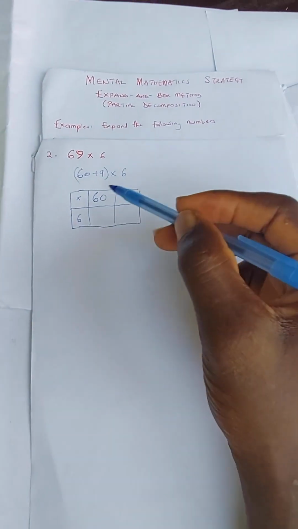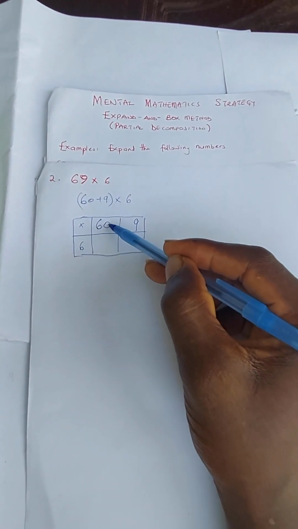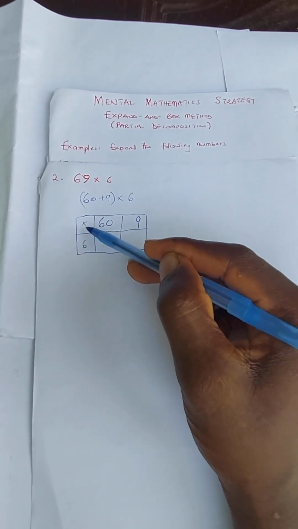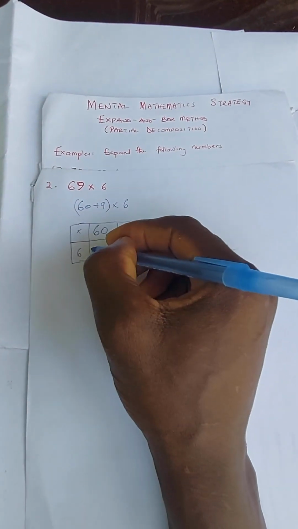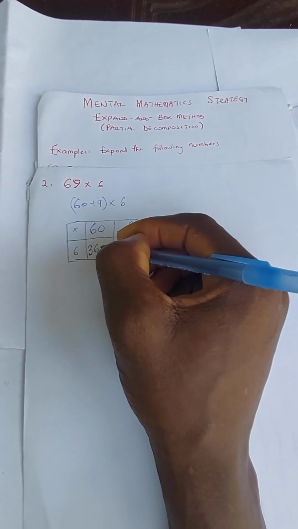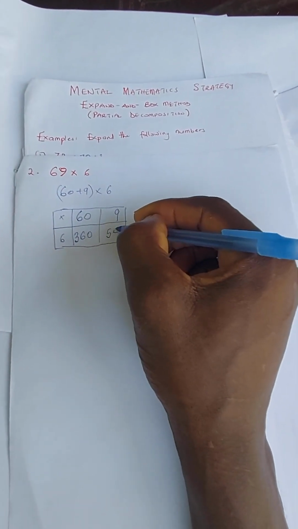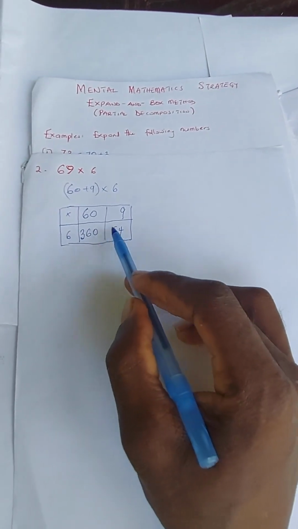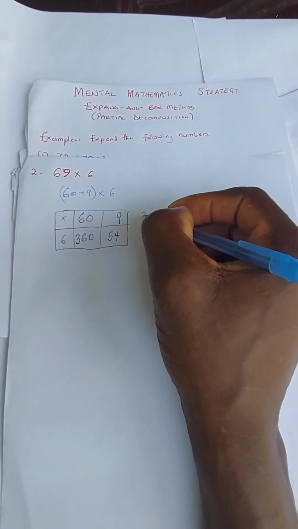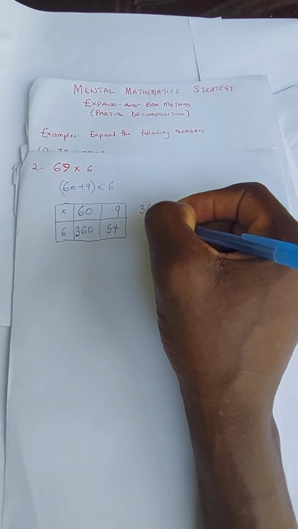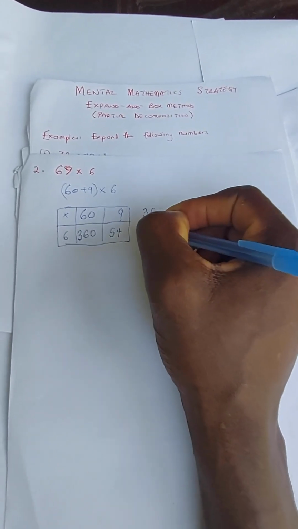Alright, so what is 6 times 60? So we hold up the 0 here. We get 6 times 6. 6 times 6 is 36. The 36, then we add the 0 to make it 360. Then 6 times 9 is 54. So when we are done, we put these two numbers together. So you get 360 plus 54.